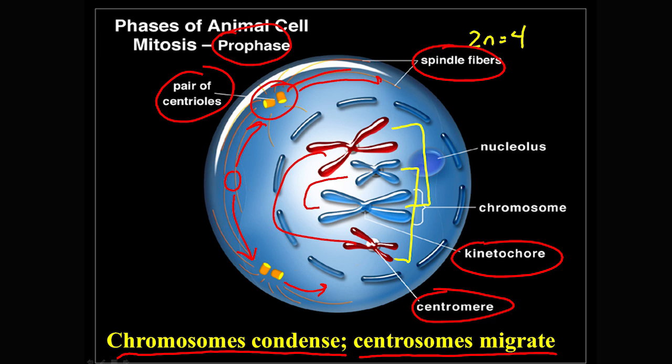The centromere is the central portion of the chromosome, but it's made of DNA. It does hold the 2 sister chromatids together. The kinetochore is a protein region that's associated with the centromere, and it's really at the kinetochore where the spindle fibers attach. So the 2 structures are intimately connected, one DNA, one protein.